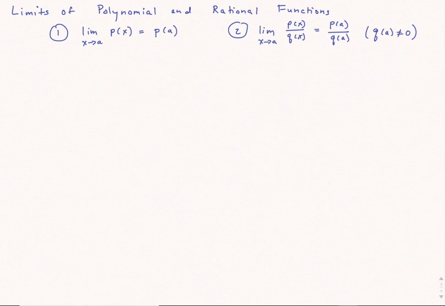And one final set of limit laws. That's the limits of polynomial and rational functions. The limit of polynomial p as x approaches a is simply p of a. To be honest, we didn't really have to come up with our separate linear function law because a linear function is in fact a polynomial.